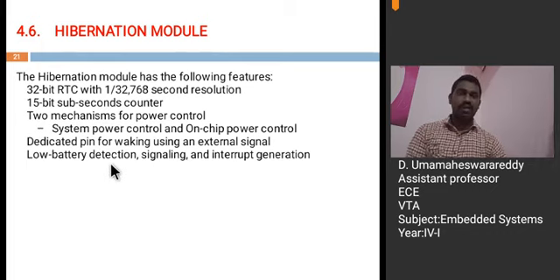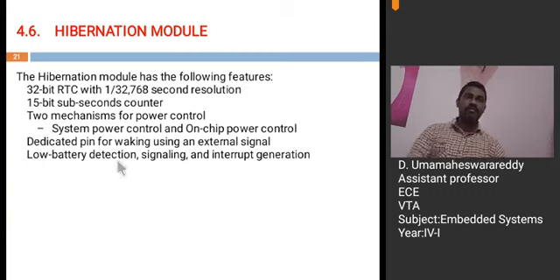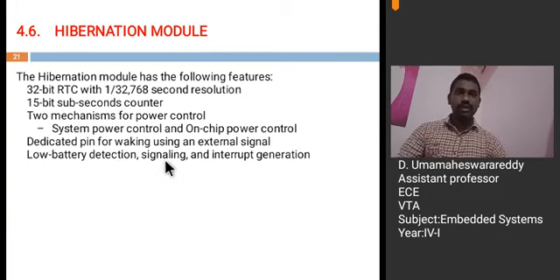As we discussed, a 3.3 volt battery is connected to the RTC for running when all the power supplies are disconnected. At that time, if there is low power in the battery, it is indicated with the help of the low power detection unit present in the hibernation module. It also has signaling indication for waking up and interrupt generation for bringing it out from the hibernation state.